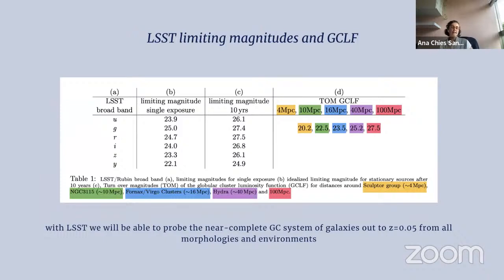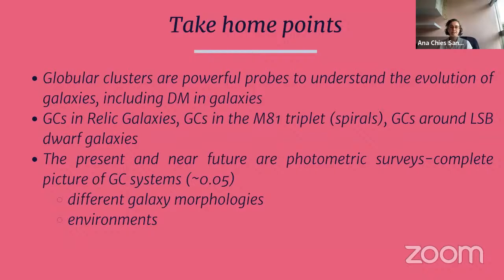Thus, we will be able to probe the near complete GC systems of galaxies of all morphologies and environments out to redshifts of 0.05. That's about 200 megaparsecs. I hope I have convinced you that globular clusters are powerful probes to understand the evolution of galaxies, including dark matter in galaxies. Here I presented some of our group's work on GCs in relic galaxies, in the M81 triplet, and in low surface brightness dwarfs, and showed that the present and near future are photometric surveys that will give us a near complete picture of GC systems out to 200 megaparsecs for different galaxy morphology and environment.